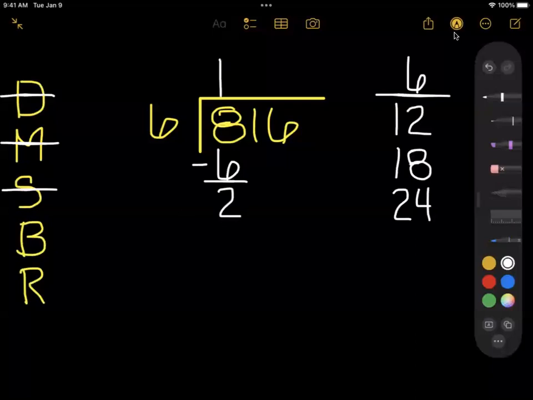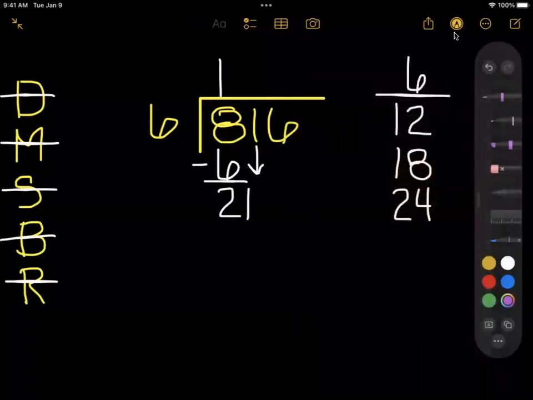My next step is to bring down. So I'm going to bring down the 1 and place it right next to the 2, making it 21. Now, the R reminds me to repeat these steps if I'm not finished with the problem yet. So I'm going to go back up to the top and repeat. I'm also going to change my color just so you guys can see the individual steps.